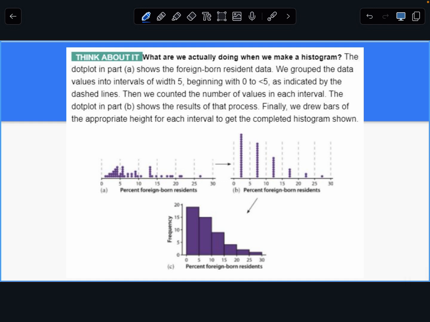Okay, let's think about it. What are we actually doing when we make a histogram? The dot plot in part A shows the foreign-born residents' data. Okay, and again, the dot plot in A is much more individualized. We can see each individual data point, but again, it's not super clear. We could still say that this is skewed, because most of the points are clustered to the left, and it drags out much thinner to the right. But once we start grouping it together, it makes the data clearer.